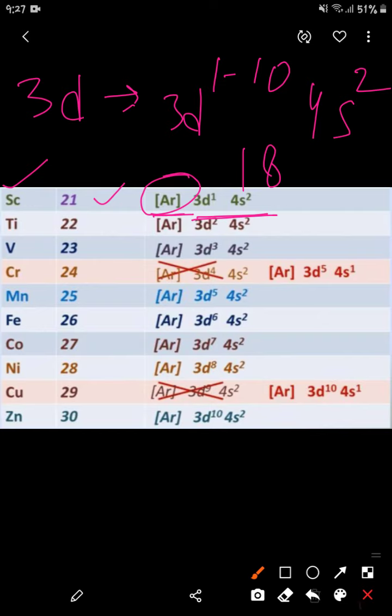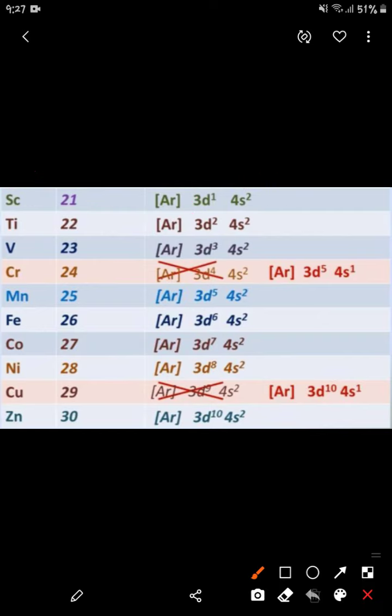Similarly, for the next element, titanium, it will be 3d2 and 4s2. For vanadium, it will be 3d3, 4s2. If you go on this way, it will be filled like this.